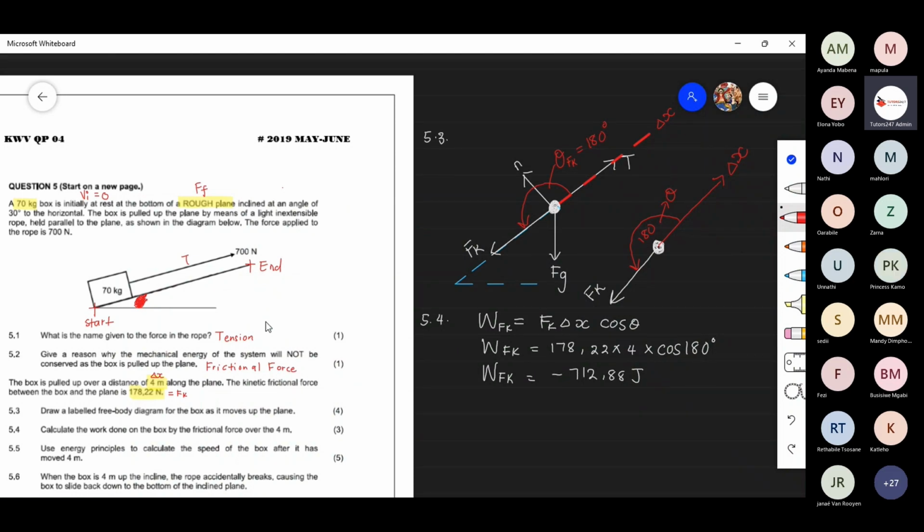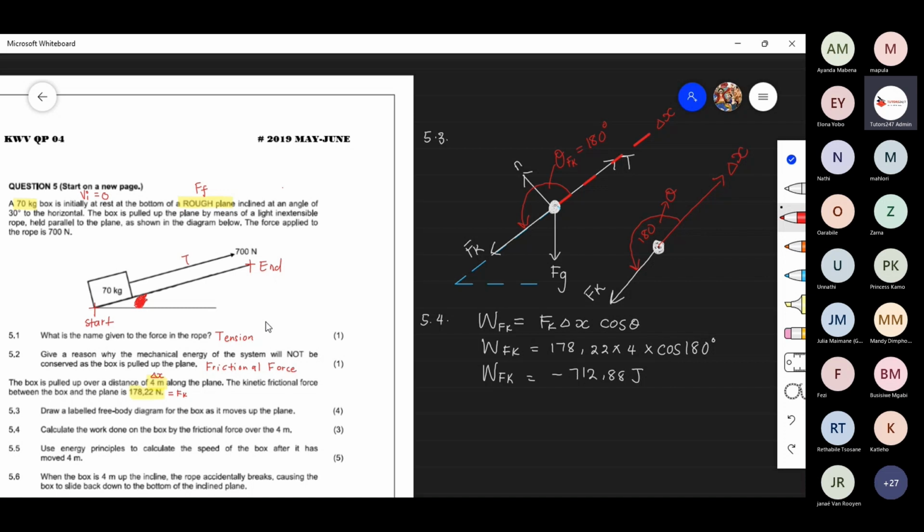So it wouldn't make sense for the person that set the paper or the examiner to give you the value of theta up front, because there's a different theta value for each force, and also because it's an exam. They want to test your knowledge. If they give you the answers up front, what's the point of having an exam? So always keep that in mind.